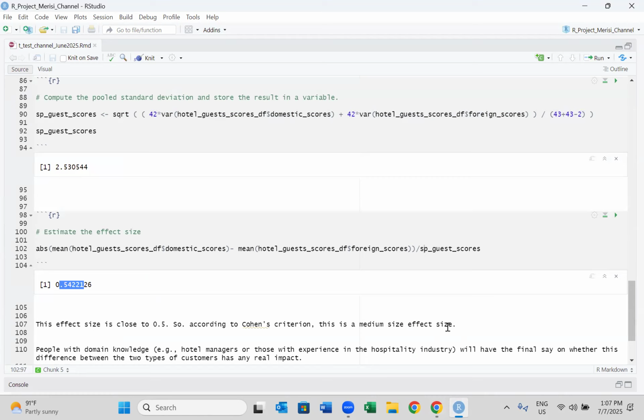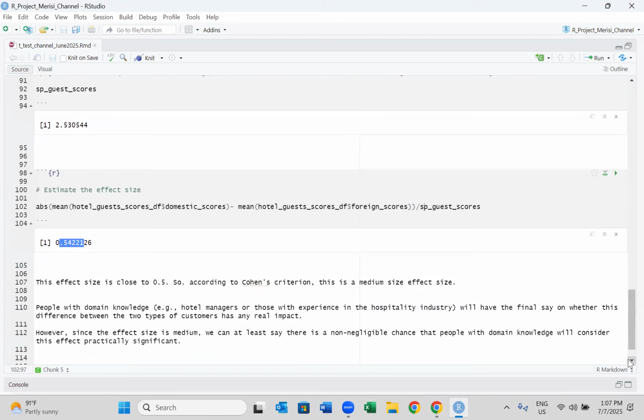What does that tell us about practical significance? Well, it's just a proxy, as I told you guys. As I said, people with domain knowledge will have the final say on whether this difference between the two types of customers has any real impact. We need the input from domain knowledge experts. But at least we can claim something like this: since the effect size is medium, there is a non-negligible chance that people with domain knowledge will consider this effect as practically significant.